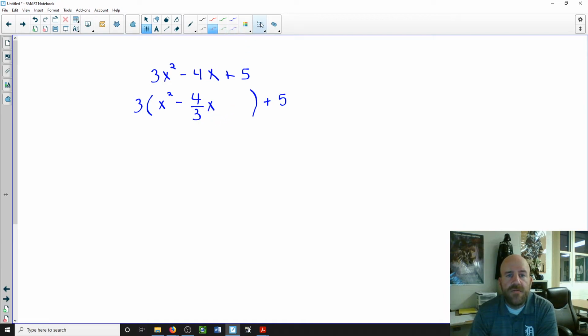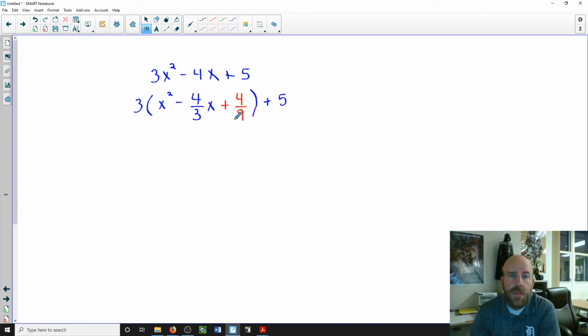Alright, so now we think about half of b. So half of 4/3. Well, if you remember your fractions, all you're going to do is take the bottom and double it. So the denominator doubles. So we have 4/6 or 2/3. So 2/3 is our half of b, and then we're going to square it. So 2/3 squared would be 4/9. So we're adding on a 4/9 inside.